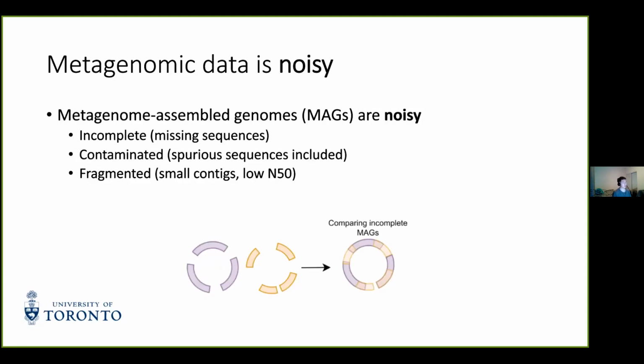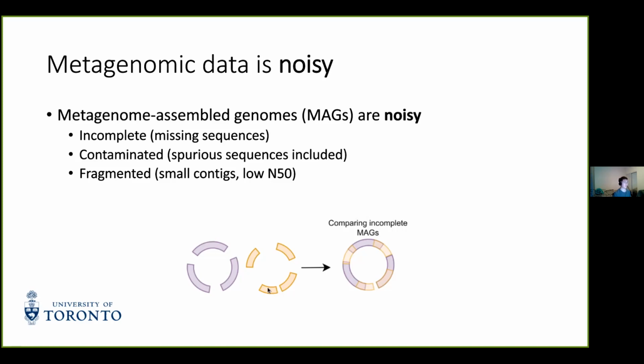But before I dive into our method, I want to talk about metagenomic data. Metagenome-assembled genomes, or MAGs, are things we care about computing ANI for, and they're very noisy. What I mean by this is that they can be incomplete or missing sequences. They don't have all the genomic content in the genome. They can be contaminated, which means that spurious sequences are included that shouldn't be included in the genome. And they can also be fragmented. So you can have small contigs, low N50, and just a lot of small contigs.